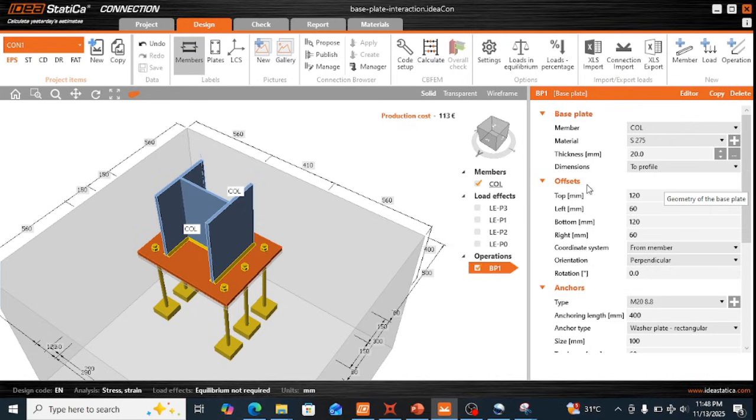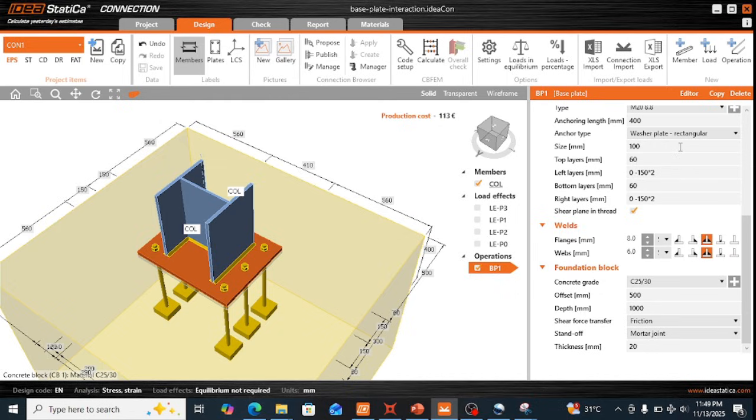Now coming to the offsets, here we define the various offsets required to define exactly the geometry of the base plate. And as you can see, coming to the anchors, we have used M20 8.8 class bolts, and the anchor length considered, that is this total length considered, is 400 mm. And at the end of the anchor rods, we considered washer plates of dimension 100 by 100 square plates.